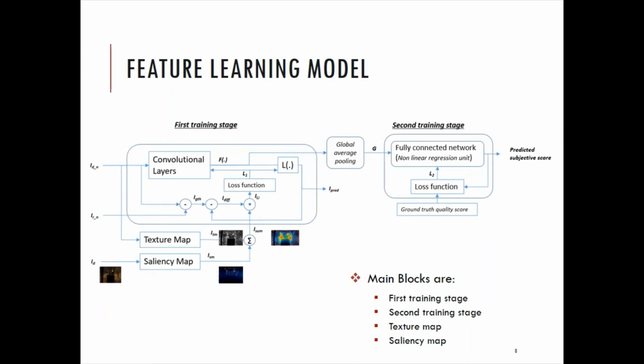L0. Then once the convolutional layers are fully trained, a global average pooling operation on F0 is performed and its output applies to the second training stage. To increase the learning capability of the CNN, it should be regressed with an appropriate loss function.